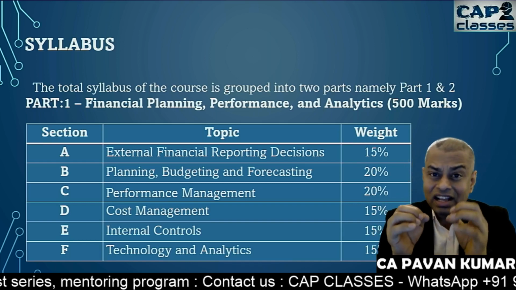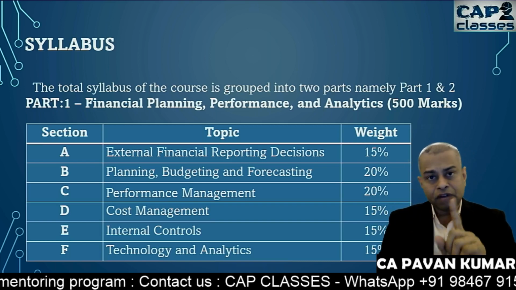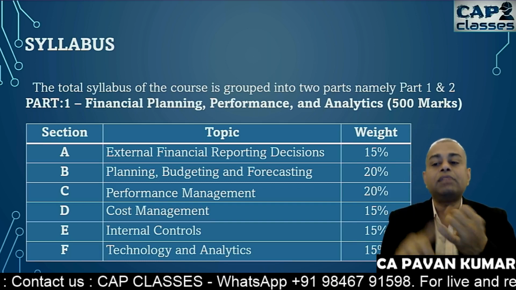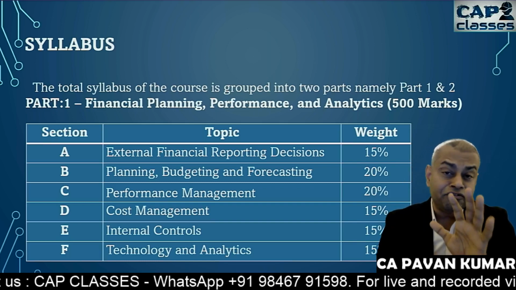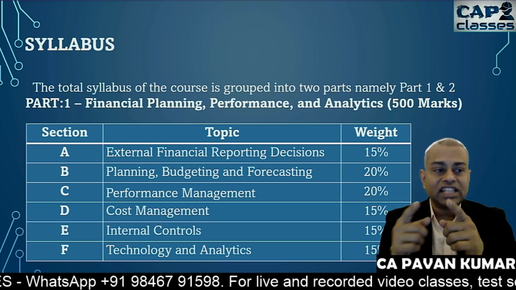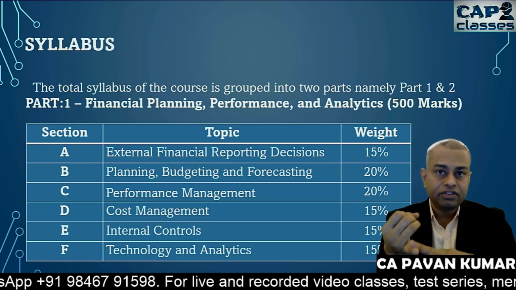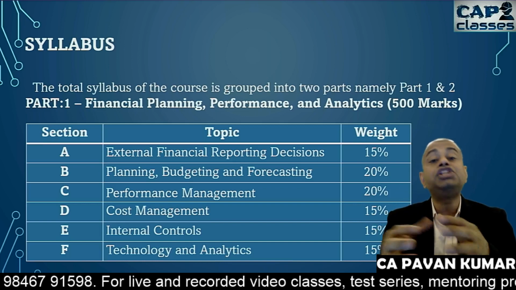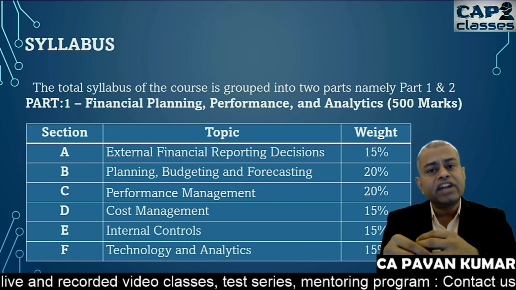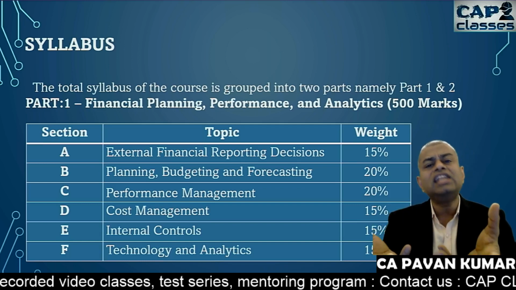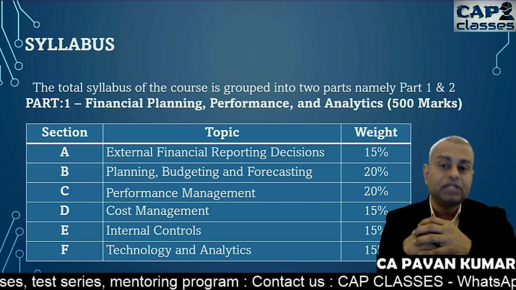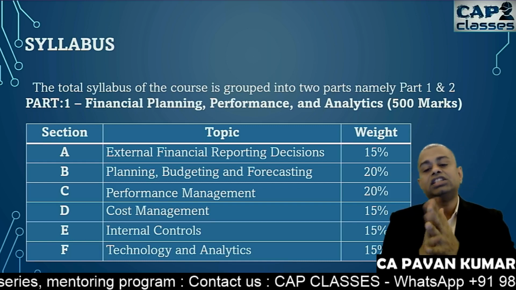First, let us look at the syllabus in part 1. There are 2 parts, part 1, part 2. So what is part 1? Part 1 is financial planning, performance and analytics, which is for 500 marks. In this, there are 6 sections, section A, B, C, D, E and F. Section A is external financial reporting decisions, which is your basic understanding of financial statements, P&L, balance sheet, what is meant by financial reporting, etc. The weightage of this is 15%, out of overall 100%.